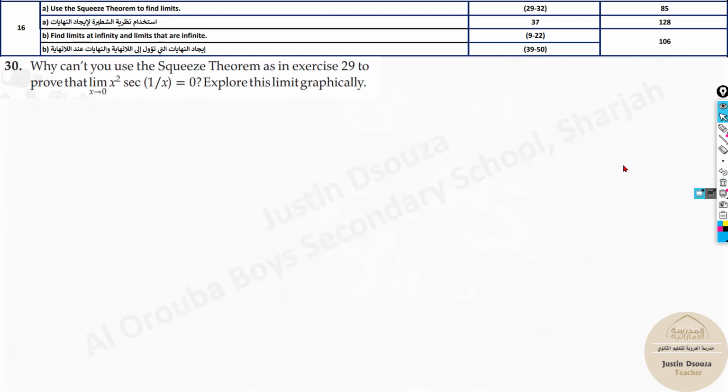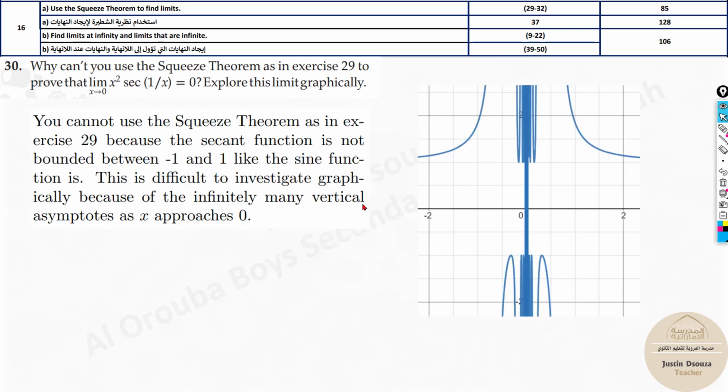Now try to do it by yourselves. Oh, by the way, it's secant. Now, if this is asked for me, I would just not do it because secant graphs are very crazy graphs. But they're asking why can't you use squeeze theorem? That means you can't. Yeah, you just can't. Look at the graphs. It's very, very hard to specify or find it.